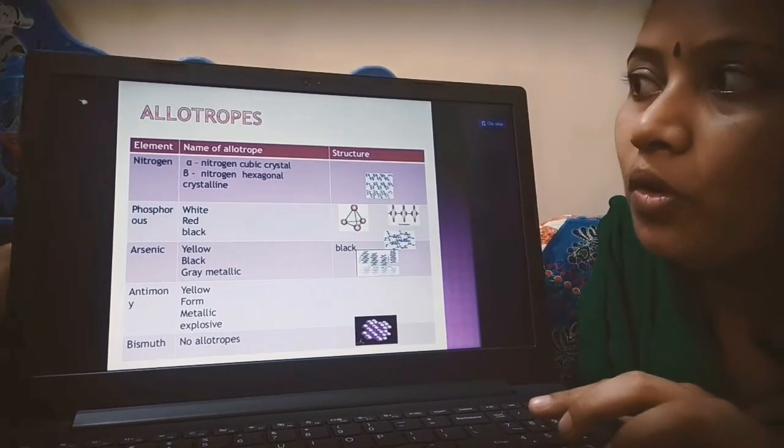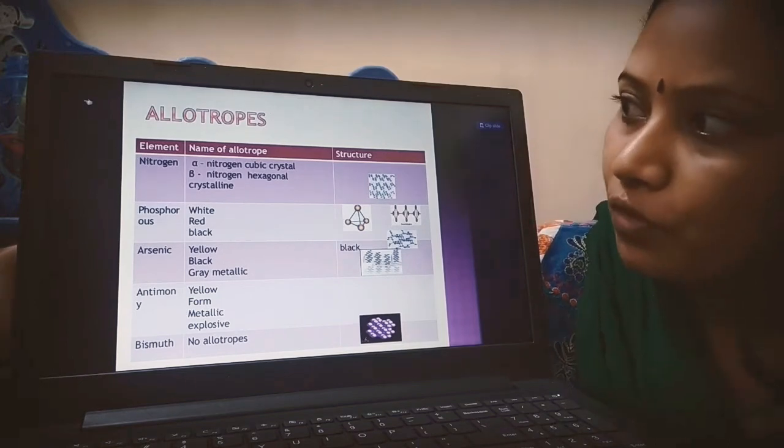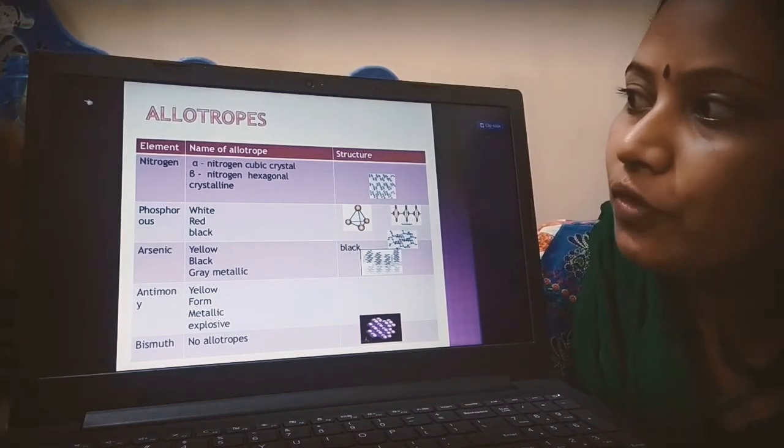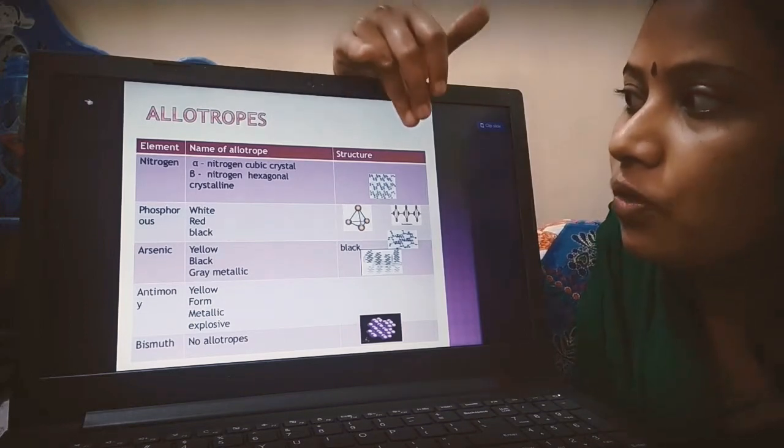Now what are the possible allotropes, the elements existing in more than one form? Nitrogen can exist in the form of a cubic crystal. It also exists in a hexagonal crystalline form.